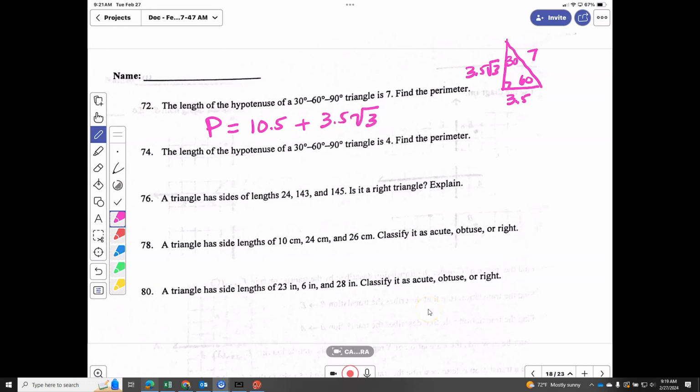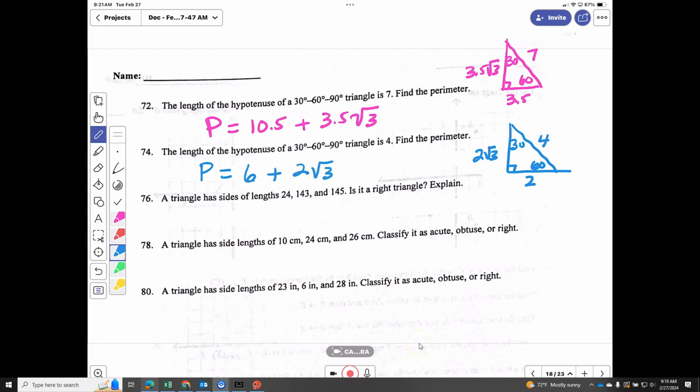The length of a hypotenuse in a 30, 60, 90. So I'm going to draw the 30, 60, 90. The hypotenuse is 4. So this distance is 2. It's always half. And this will be 2 square root of 3. So to find the perimeter, you need to add all sides. So it's going to be 6 plus 2 square root of 3.